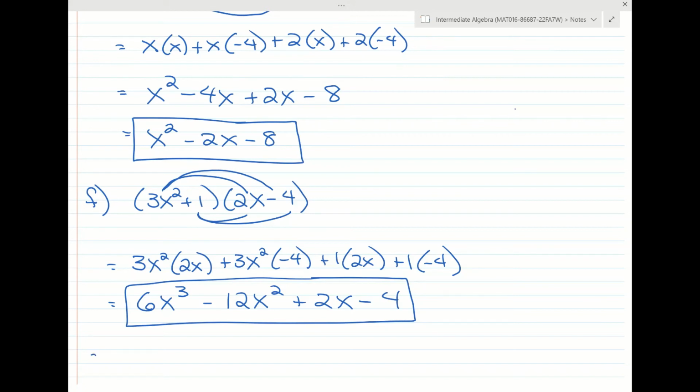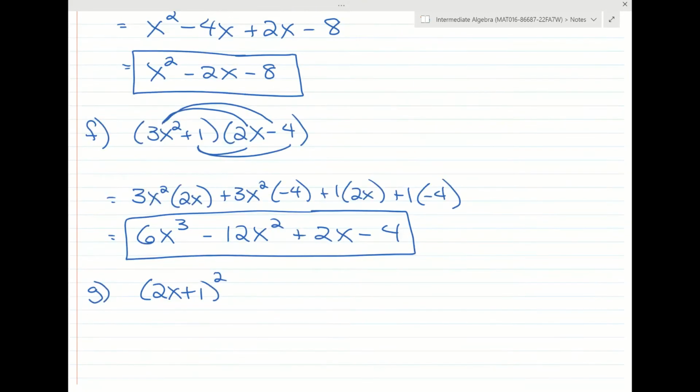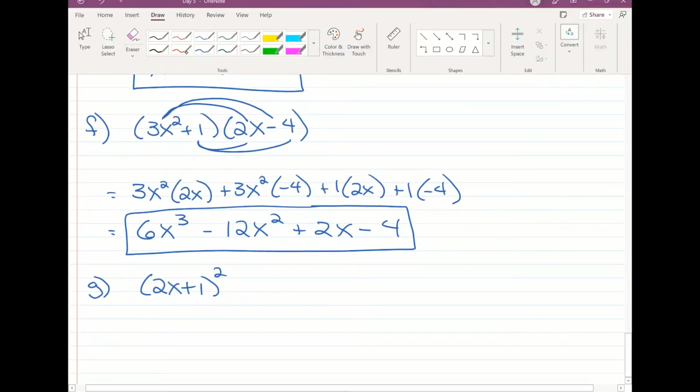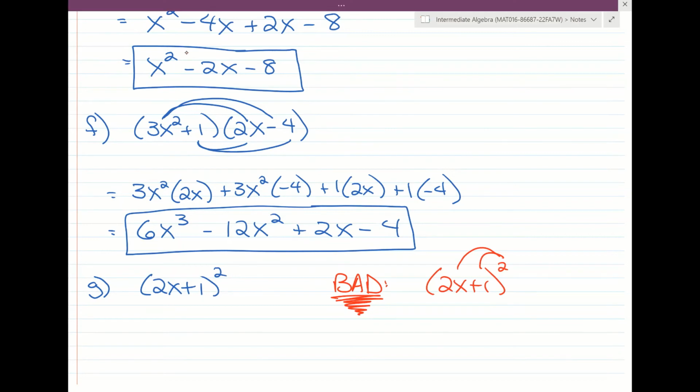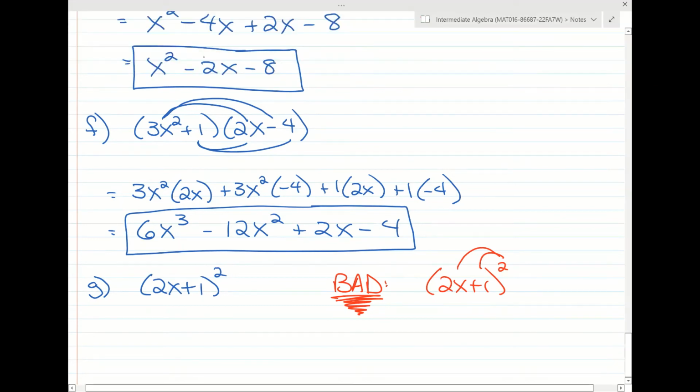This one is always a little tricky here. If we had something like 2x plus 1 to the second power, it's really bad if you do this: 2x plus 1 and you distribute the 2. That's bad. Please don't do that. On my test, I get partial credit unless you do something like that. That's a really, really bad thing. You could do that if you are multiplying on the inside, but not if you're adding or subtracting.